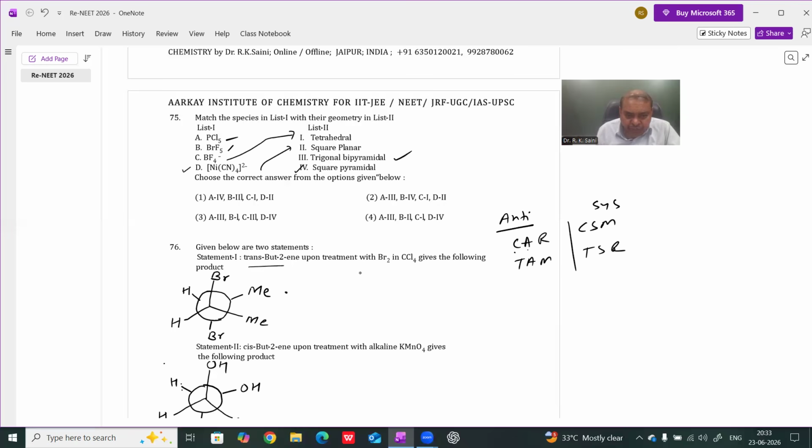Statement first: trans-2-butene reacts with bromine. It is anti-addition, trans anti-addition, so the product should be meso. Check whether this compound is meso or not.